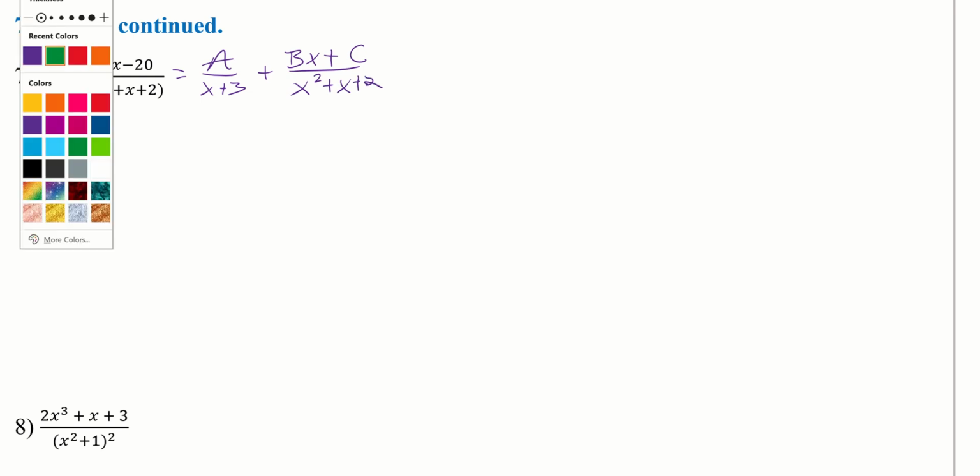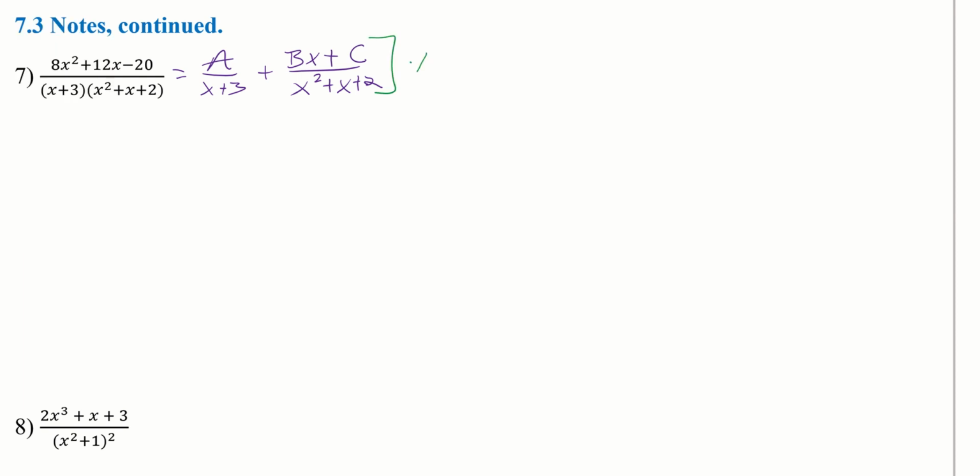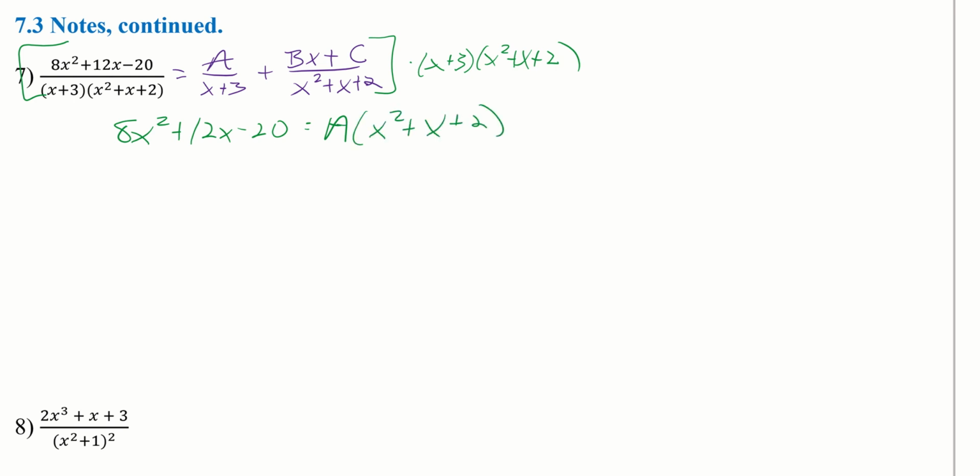Now multiply everything by the common denominator, which is going to be x plus 3, x squared plus x plus 2. Shabam. Okay, leaves me with 8x squared plus 12x minus 20. This one's a. The first factor cancels out, so I'm left with x squared plus x plus 2. Now this guy, plugging in an x value is really challenging most of the time, so we're going to kind of ignore the value of x that would make it zero, with that bigger trinomial.